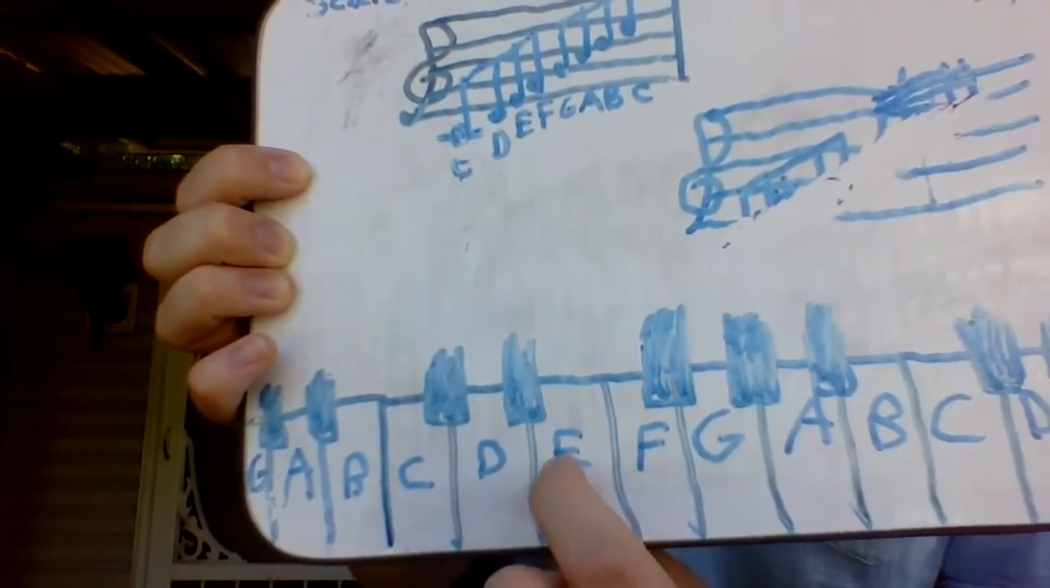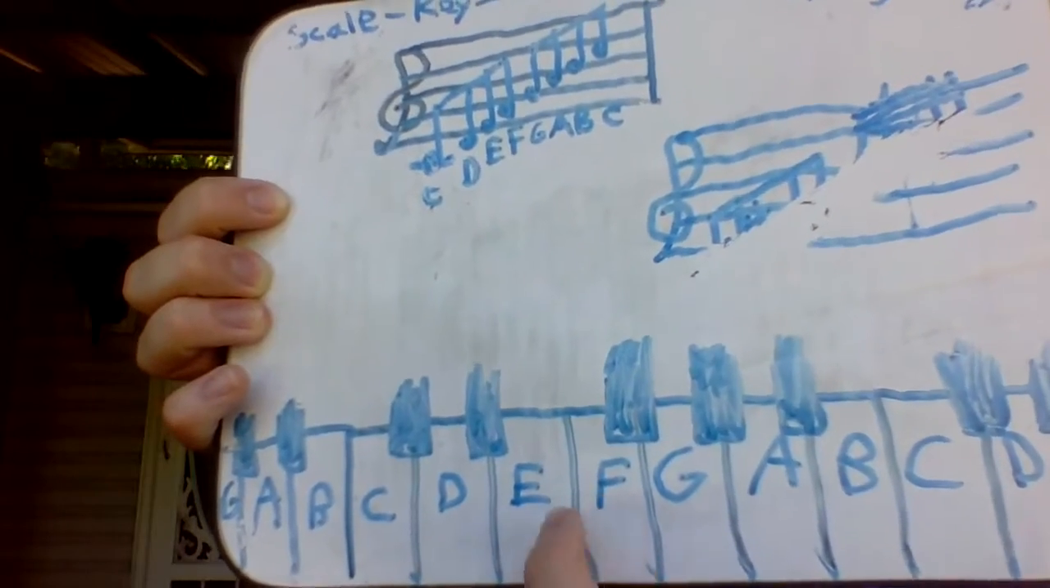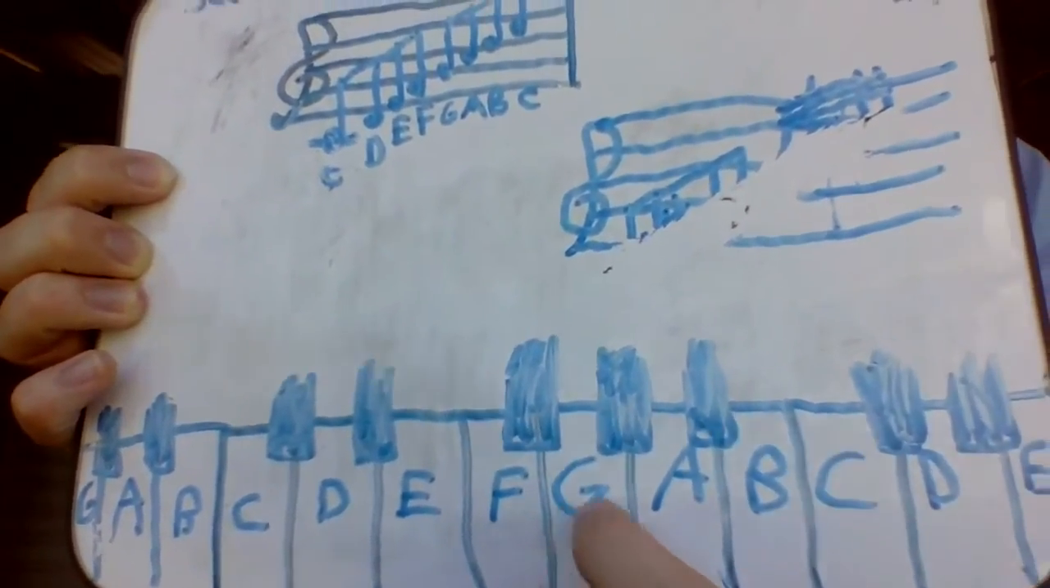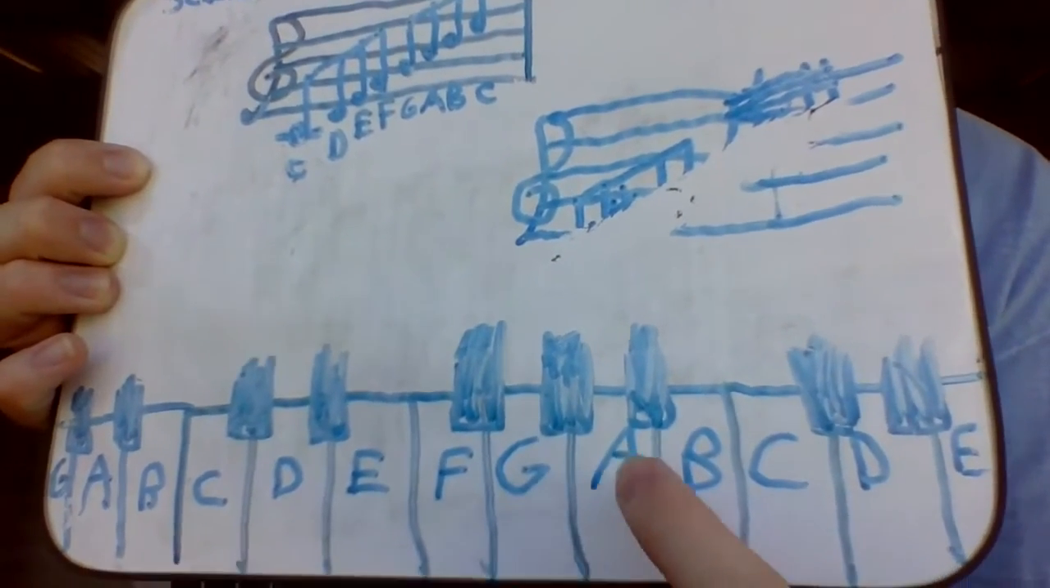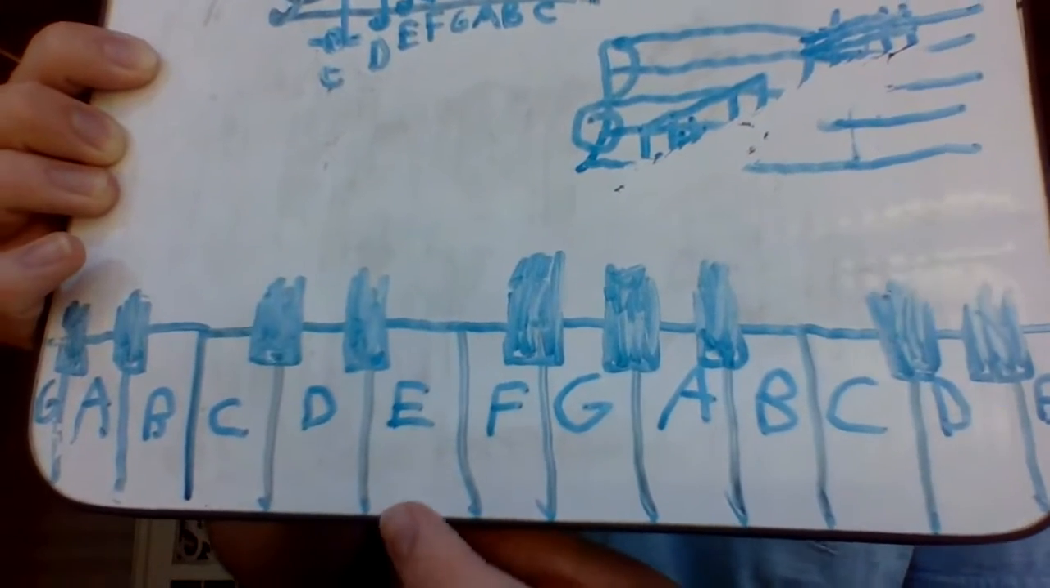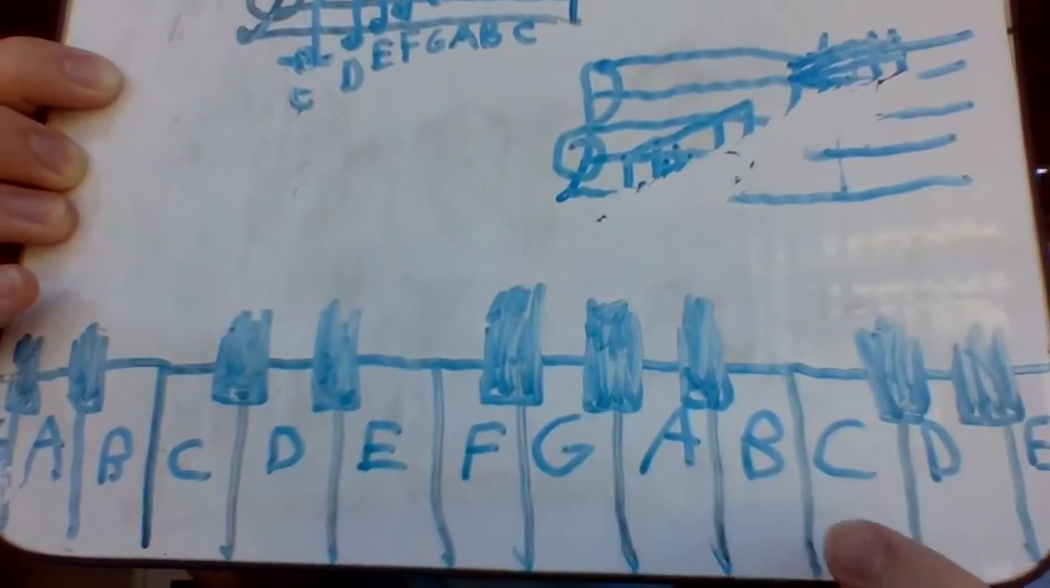With no key in between, it's a half step: E and F is a half step. F to G, key in between, whole step. G to A, key in between, whole step. A to B, key in between, whole step. B to C, half step. So there's always a half step between the 3rd degree and the 4th degree, and the 7th degree and the 8th degree.